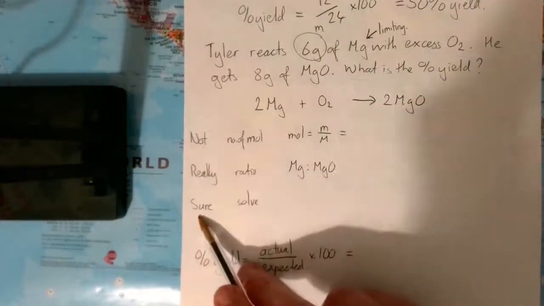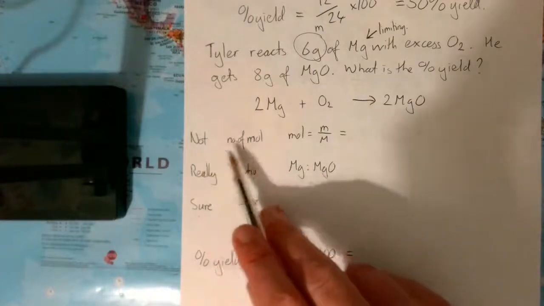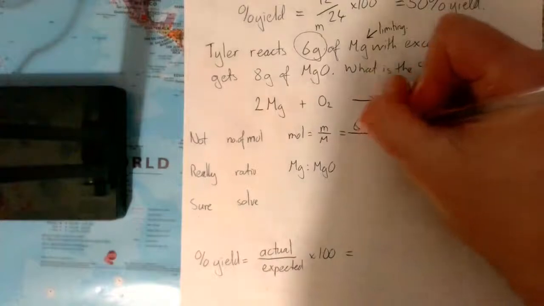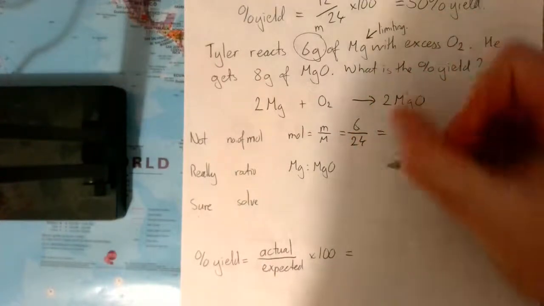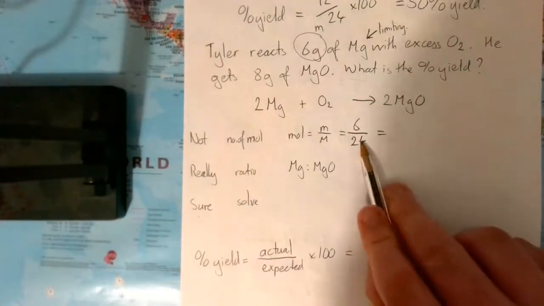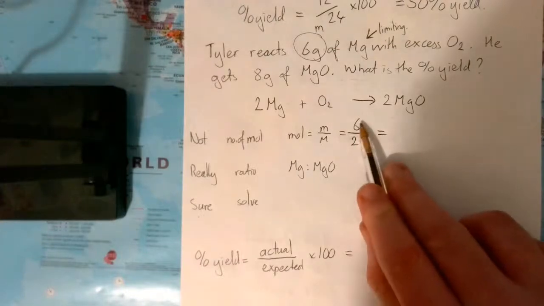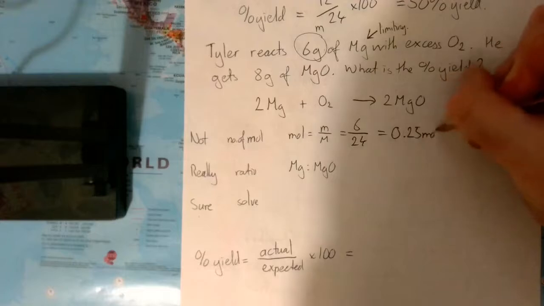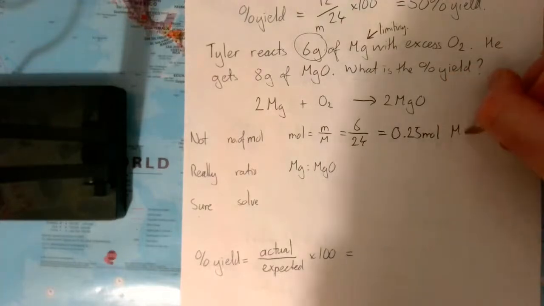So how are we going to do it? To get the number of moles, well, it's a mass, so we do sample mass 6 divided by the mass of 1 mole. Remember to look that up in your periodic table. This would get you a mark for having done that correctly. 6 divided by 24. So Tyler starts off with 0.25 moles of magnesium.